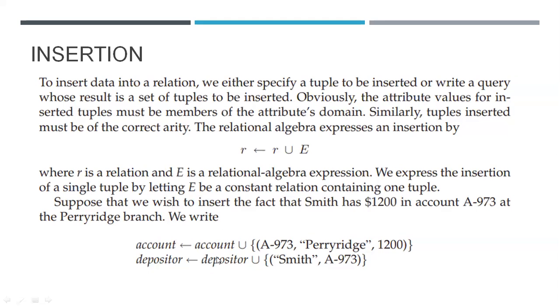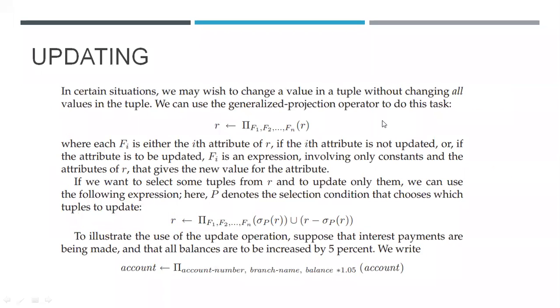Example of insertion is shown here. Account is inserted with a new entry as account union. We have 3 fields, and all these 3 fields in a particular record are added to account, and the new account table with this entry is shown. This is all about insertion.